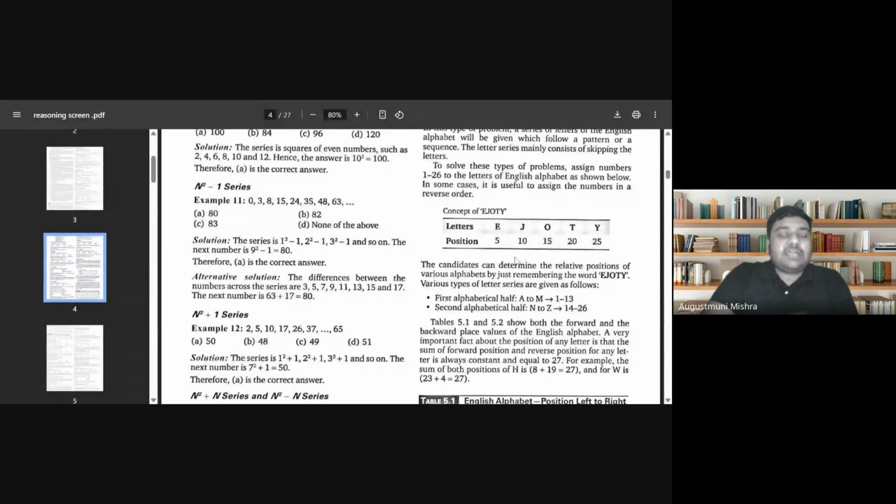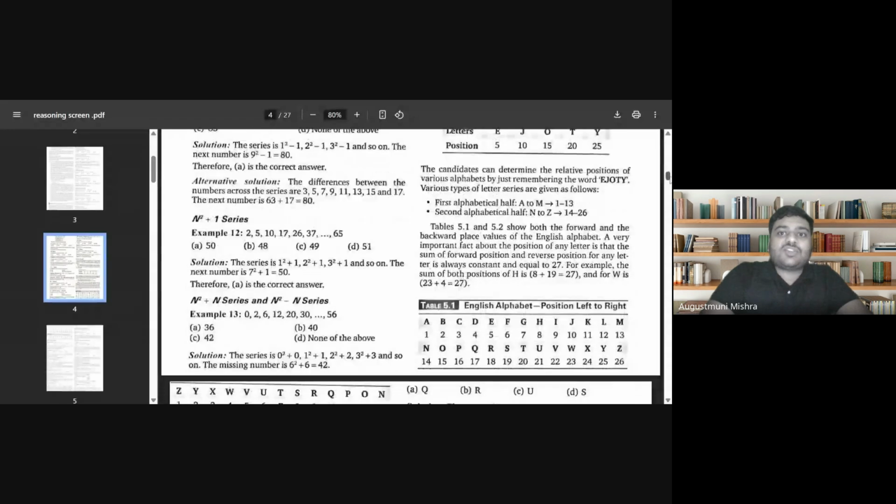Okay. In the coming questions, you are just going to solve the questions with the help of that 26 alphabet list which you have written in your notepad. The candidate can determine the relative position of a variable alphabet by just remembering the letters E, J, O, T, Y. Now, the first alphabetical half, A to M, is 1 to 13.